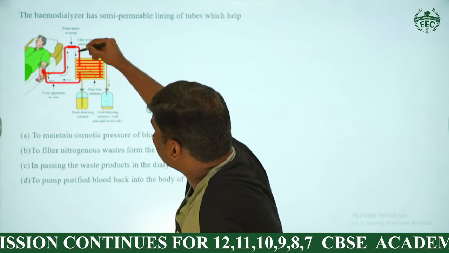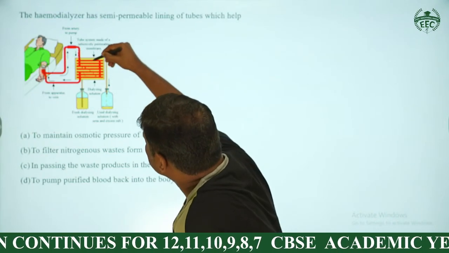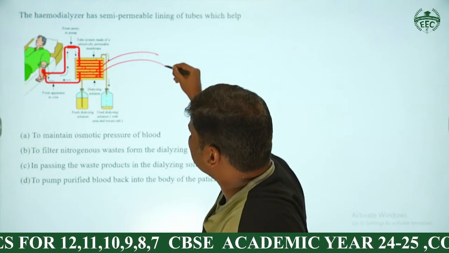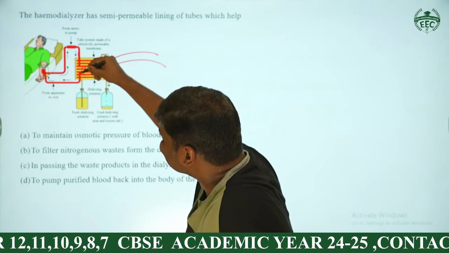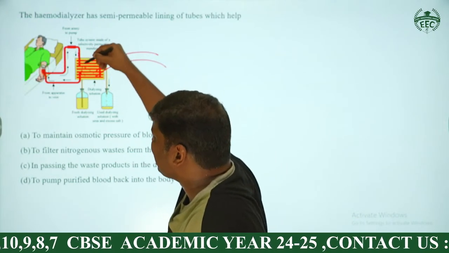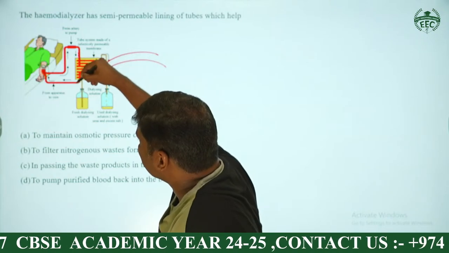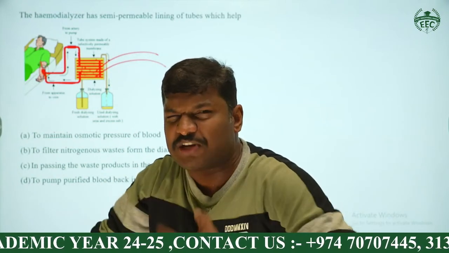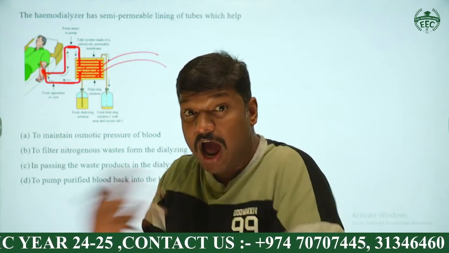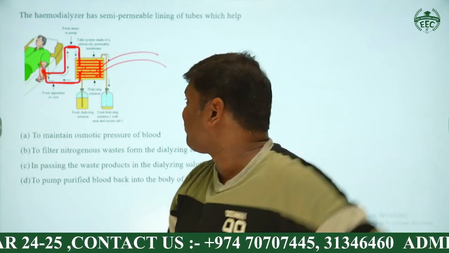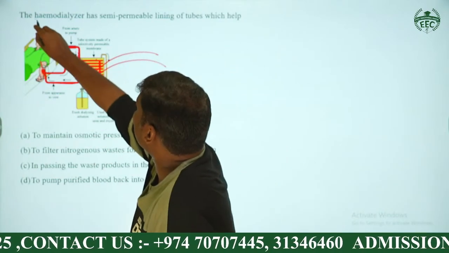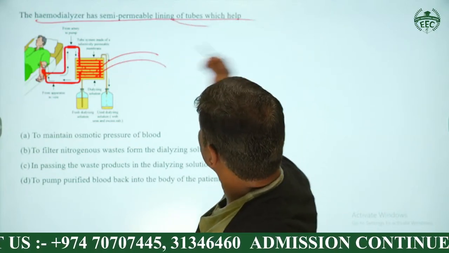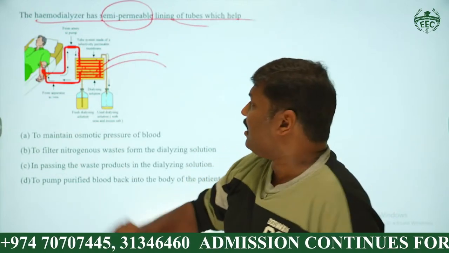When the red blood passes through that area, the waste material, urea, all the waste materials are taken out, and after that the purified blood is returned back to the patient. Impure blood is taken, and after filtering artificially it is returned to the patient. This is what we call the hemodialyzer, the kidney. And here you can see a semi-permeable material. What is that?